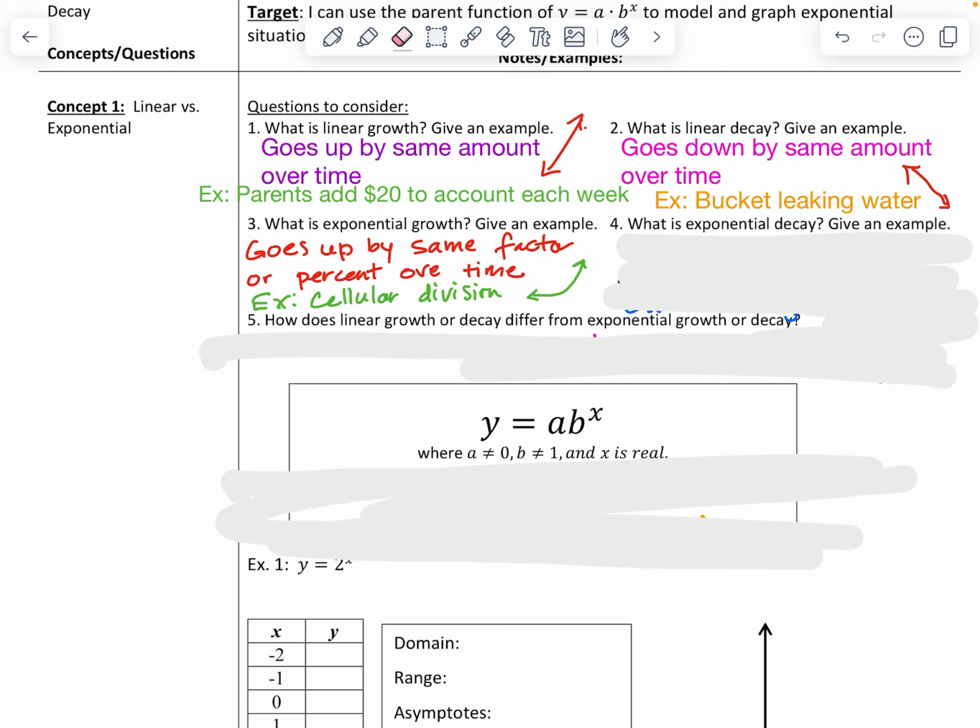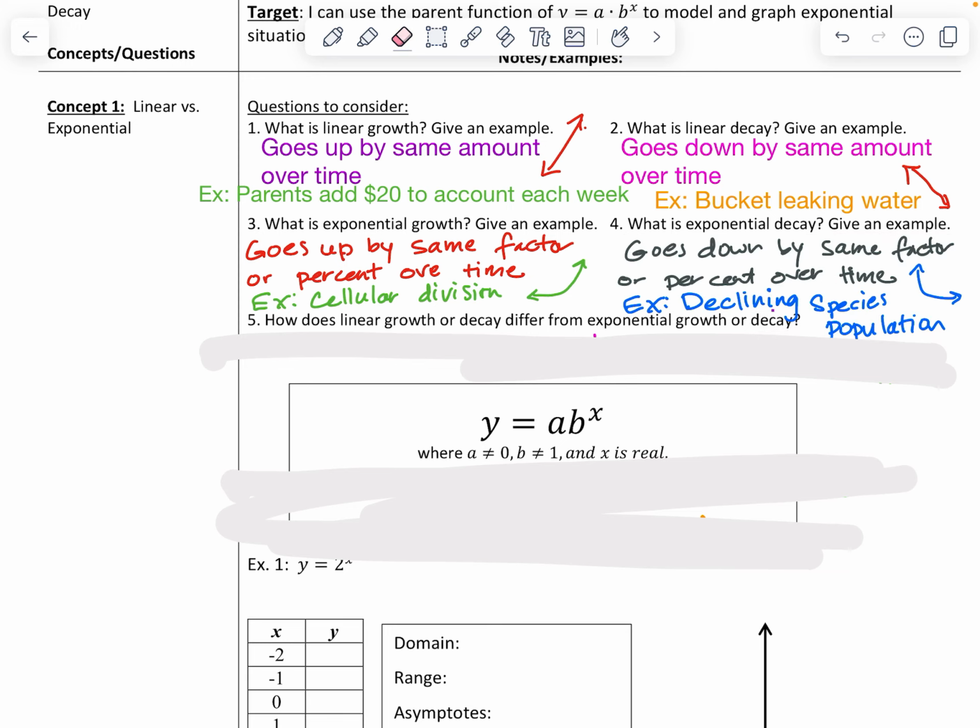Exponential decay is the same thing, it's just going down. So again, we have something that's going down over time by a certain percent or a certain factor. For instance, maybe you have a species population that is declining and it's going down 10% every year. So it's going down 10%, 10%, 10%, and it's getting smaller every year.